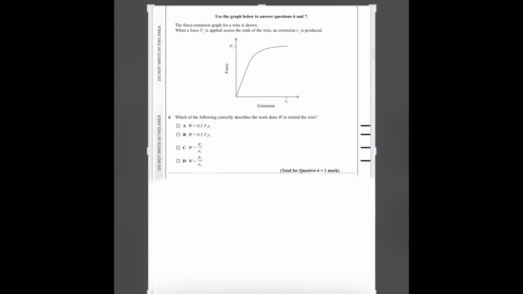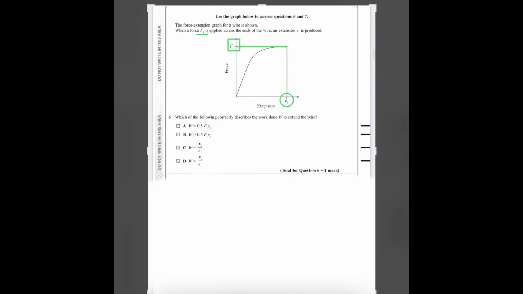When a force F1 is applied across the end of the wire, an extension E1 is produced. So which of the following correctly describes the work done to extend the wire? So basically the work done is the area under the graph, right? So it is the area under the graph.